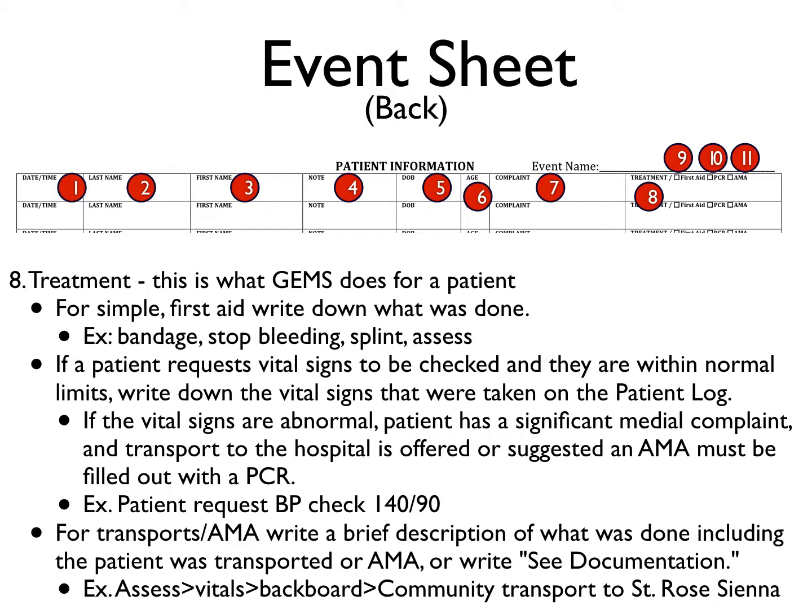Just don't write check vitals. Please make sure to write down the vital signs that were taken in the treatment field. If the vital signs are abnormal, please make sure that we treat the patient accordingly and fill out the appropriate paperwork, including an AMA and a PCR. And then for transports or AMA, we can just write a brief description of what was done, including where the patient was transported, or AMA, or we can just simply write see documentation.